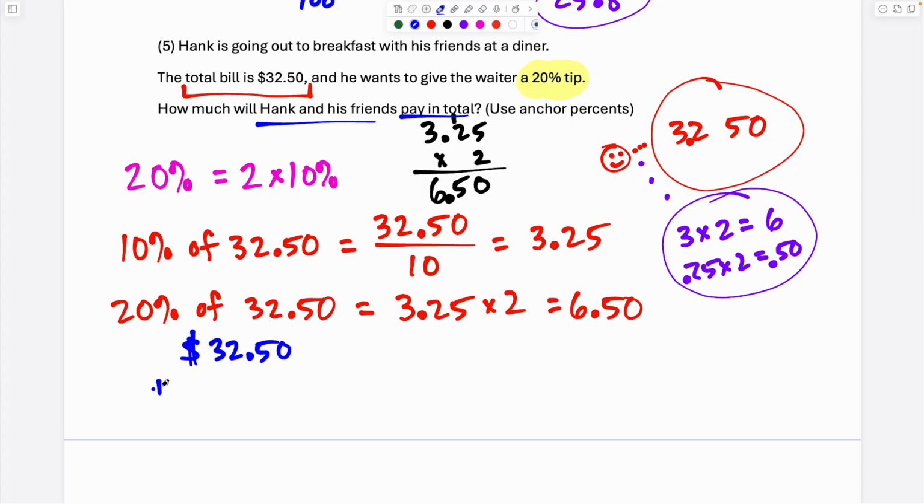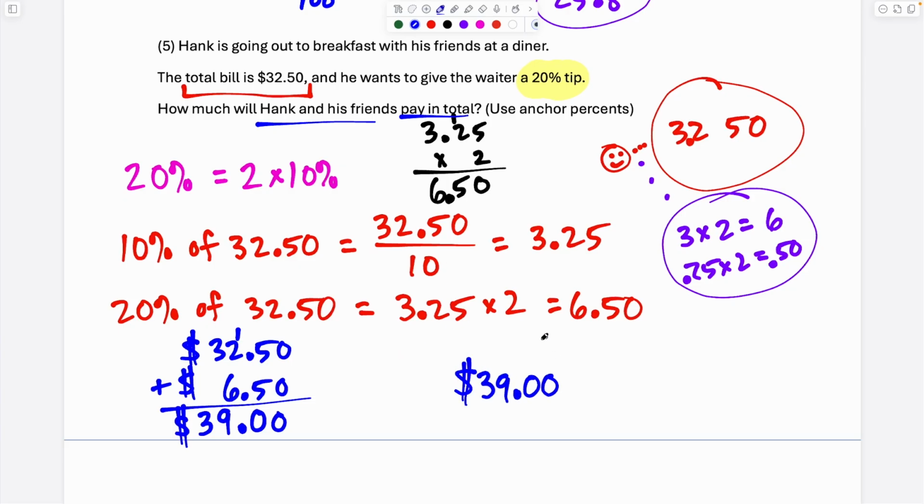And we're going to add, let's see, how much money are we adding? We're adding $6.50. Okay, so we work this out. 0 plus 0 is 0. 5 plus 5 is 10. So I put a 0, carry the 1, bring down the decimal. 1 plus 2 is 3. 3 plus 6 is 9. And then we just bring down that 3. So this tells us here the total amount that Hank and his friends will pay. We're going to say $39 is the total amount.